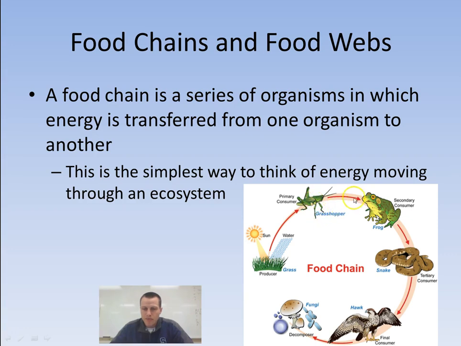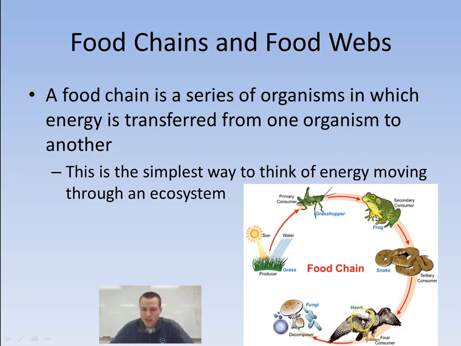But we see the grasshopper, then the frog eats the grasshopper, so therefore there's another energy change, and then the snake eats the frog, the hawk eats the snake, which is the final consumer. So that's how this energy moves through this ecosystem here.